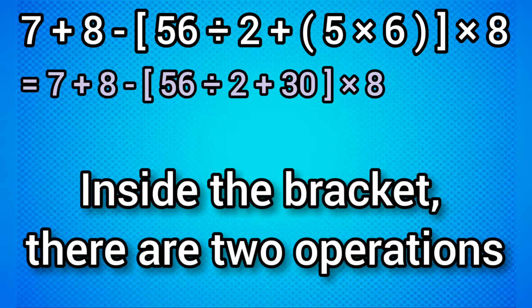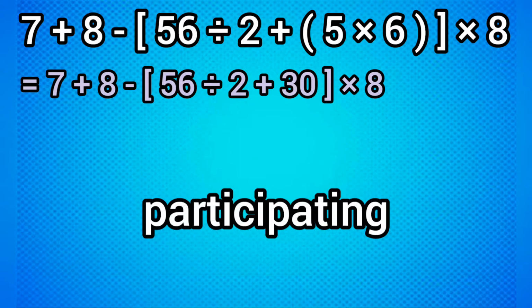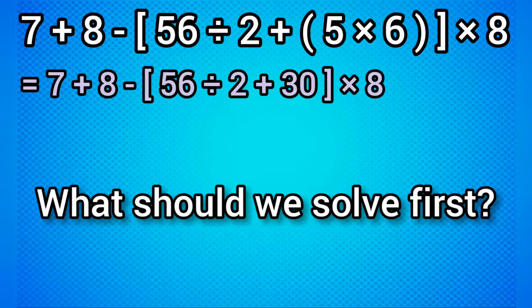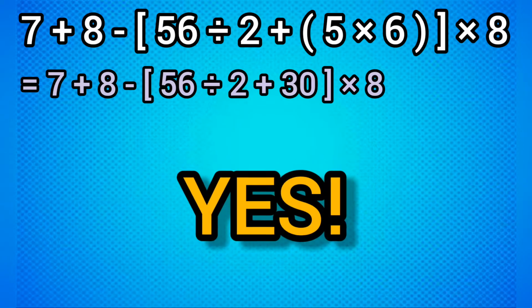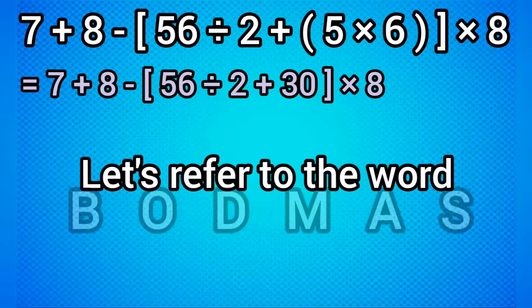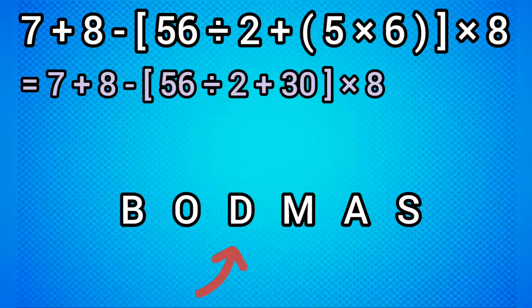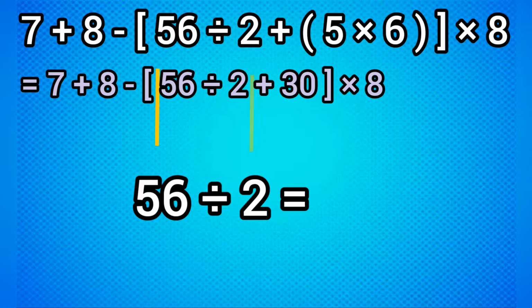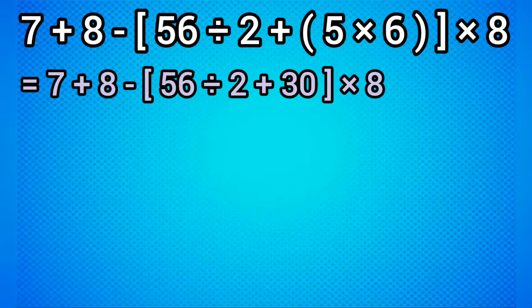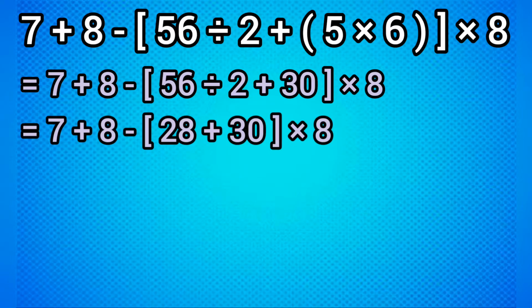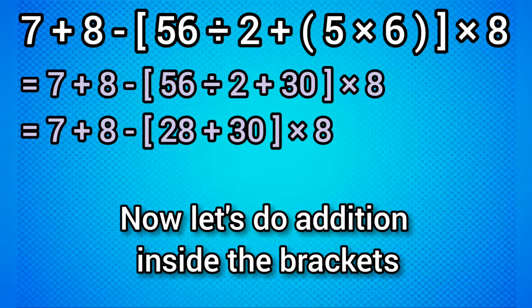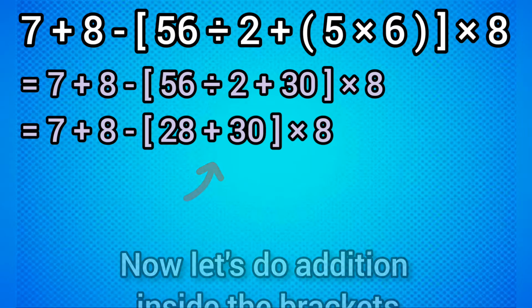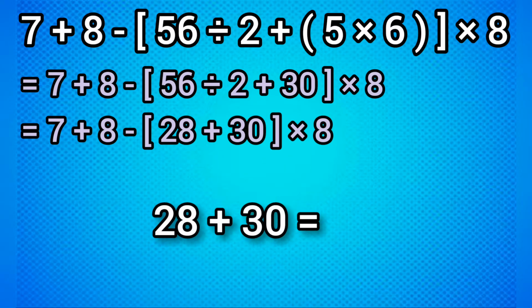Now inside the bracket there are 2 operations participating. What should we solve first? Yes, let's refer to the word BODMAS. Division is first. So let's divide first. 56 divided by 2 is equal to 28. So 7 plus 8 minus, open the square brackets, 28 plus 30, then close the square brackets into 8. Now let's do addition inside the brackets. 28 plus 30 is equal to 58.